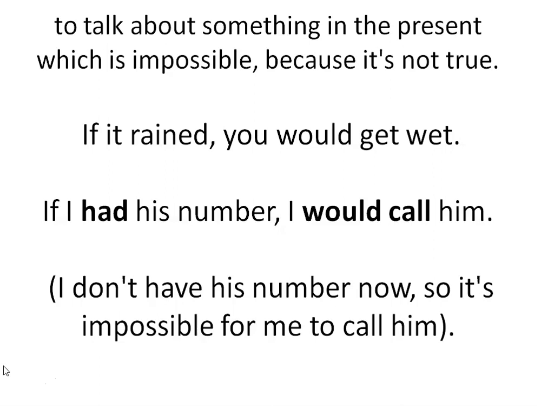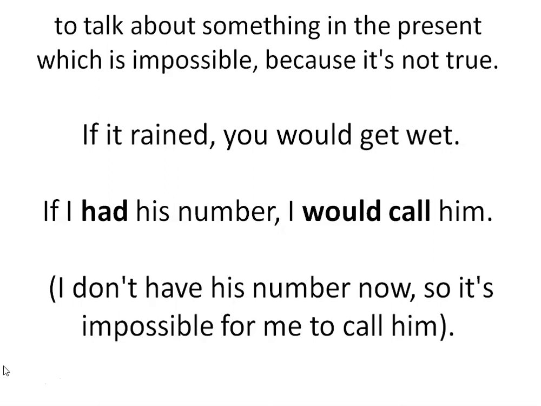If it rained, you would get wet. Again, look at the pattern. If it rained, rained is the simple past, and you would get wet. That means would plus V1. So if it rained, you would get wet, and it is impossible to happen because there is no rain right now. So there is no rain right now, that's why you won't get wet, is the concept that we need to understand.